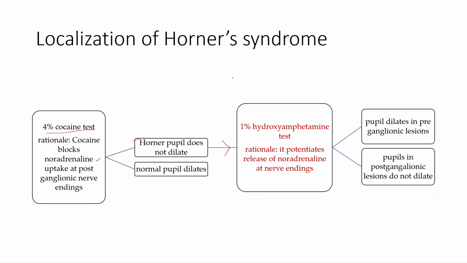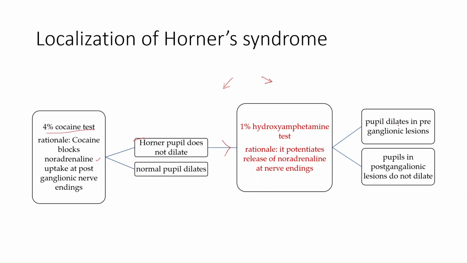So we can only localize if it's a preganglionic or a postganglionic lesion. We cannot localize whether it's a first order or a second order. Okay. So 1% topical hydroxyamphetamine is instilled in both eyes. What does it do? It potentiates the release of noradrenaline at the nerve endings. So in the postganglionic fibers, if there is any noradrenaline, that will be accentuated by this 1% hydroxyamphetamine.